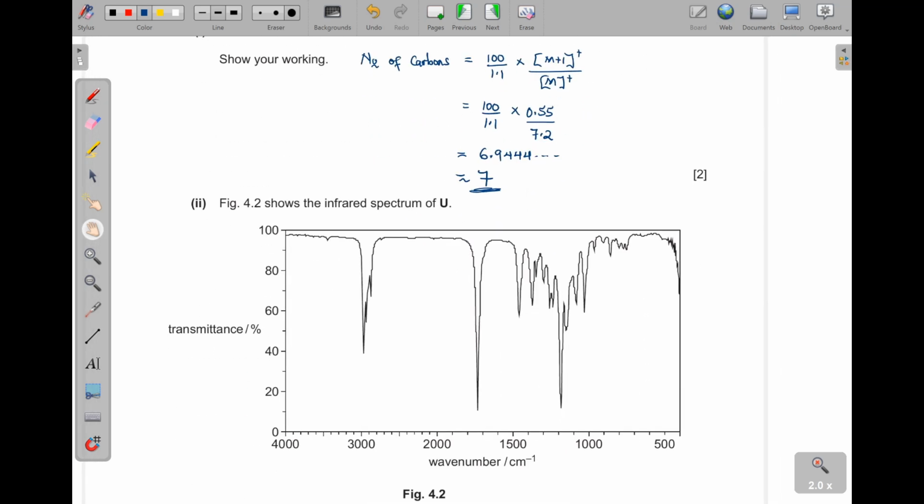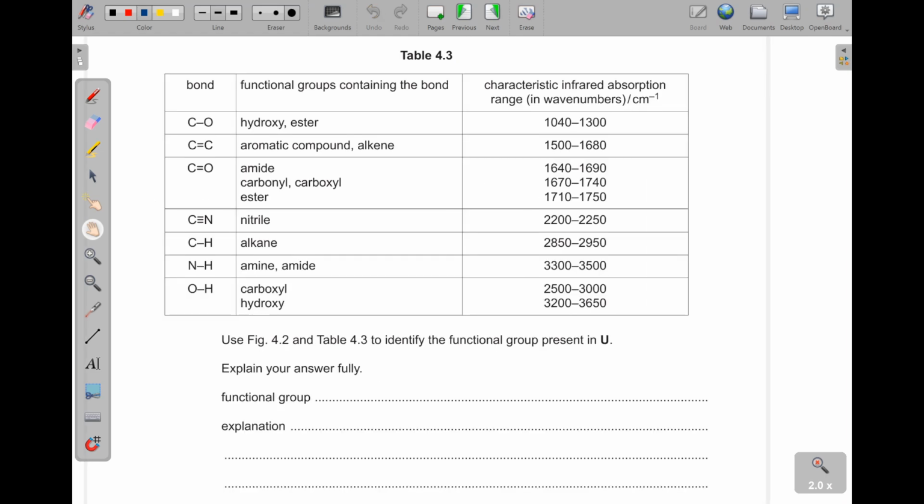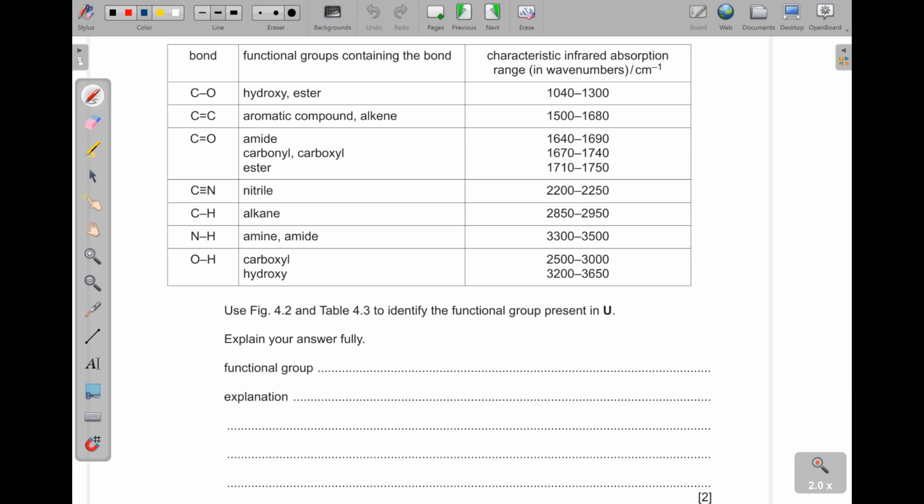Then next, they are saying figure 4.2 here shows the infrared spectrum of U. And then the next part, they give us the functional groups containing the bond and the characteristic infrared absorption ranges. They are here. Then they are saying use figure 4.2 and 4.3 to identify the functional group in U. Explain your answer fully.